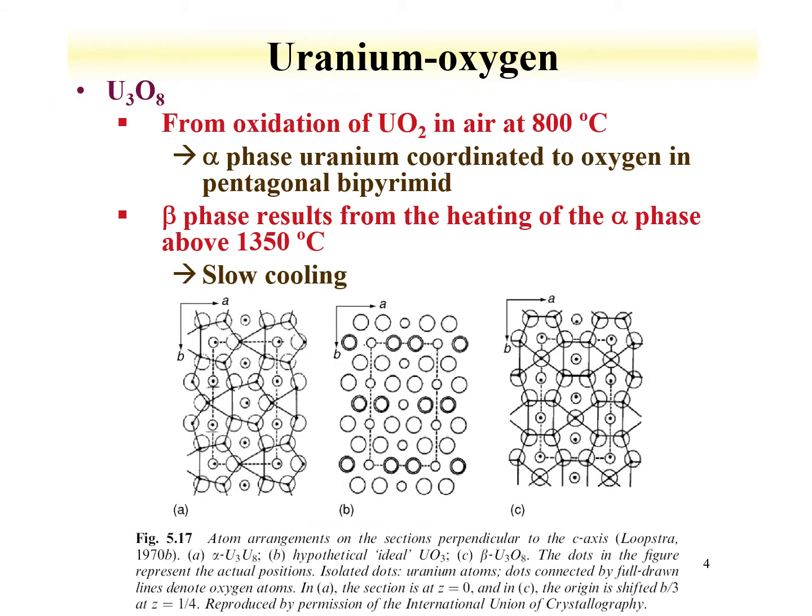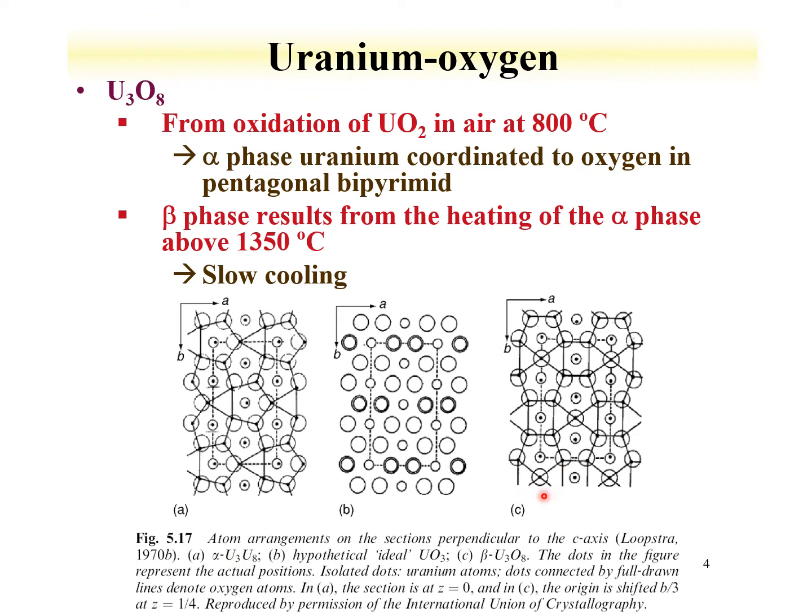Another important uranium oxide species is U3O8, and this is formed from the oxidation of UO2 in air at 800 degrees. There's two phases, an alpha phase and a beta phase. That means it's U3O8 with different structures. And pictured here are some of the different structures. This is the alpha U3O8, should be U3O8, not U3U8 as shown here.